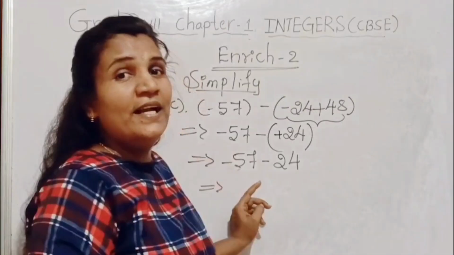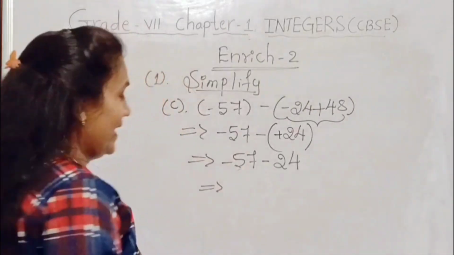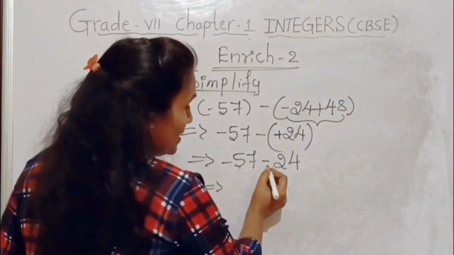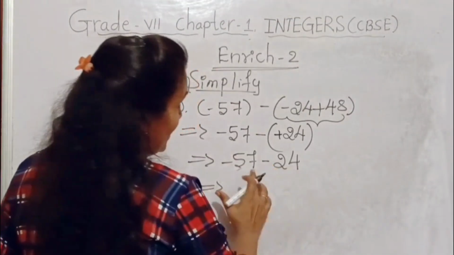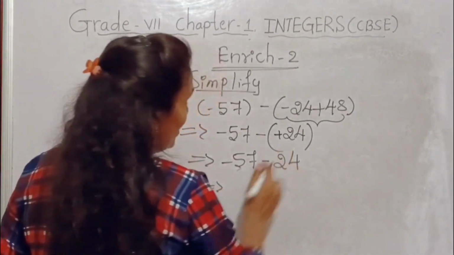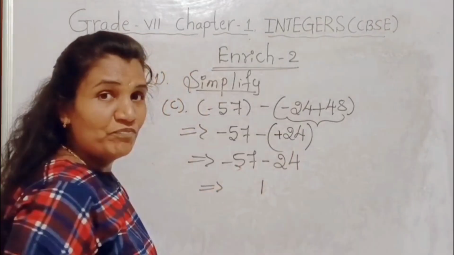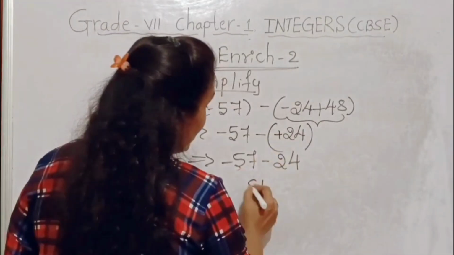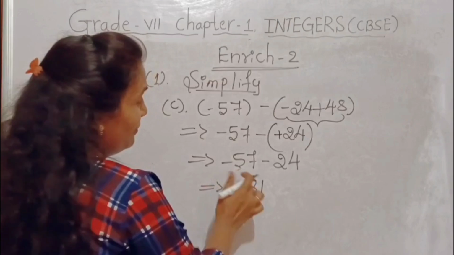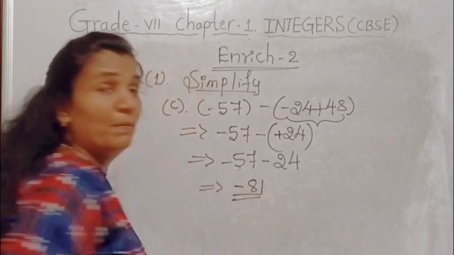Operation should be addition, keeping the negative sign. Here, minus into minus is plus. Just add these two integers. 7 plus 4, 11. 1 went here. 5 plus 2, 7. 7 plus 1, 8. Here the bigger number is 57, which has the minus sign.